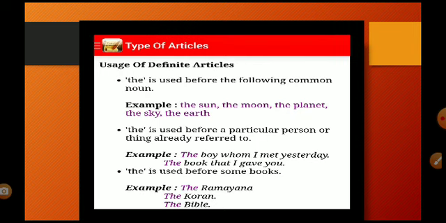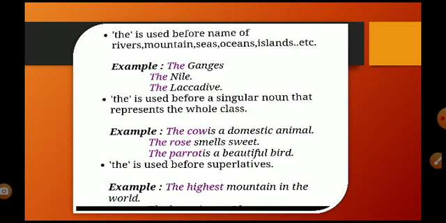It is also used before some books, or we mean to say some holy books, as we see the Ramayana, the Quran, the Bible. The is used before names of rivers, mountains, seas, oceans, islands, etc. For example, we have seen the Ganges, or we see the Nile, or we can take so many examples.